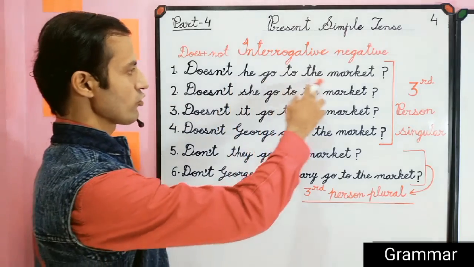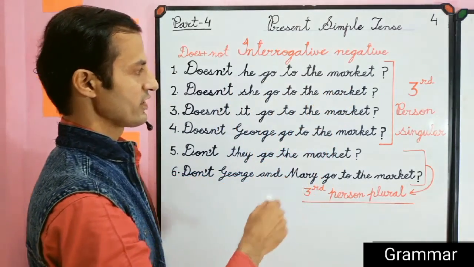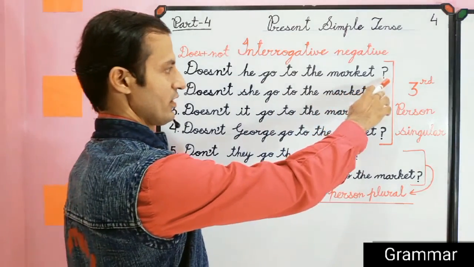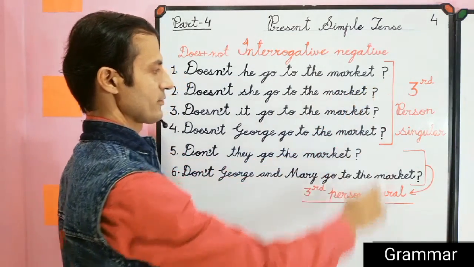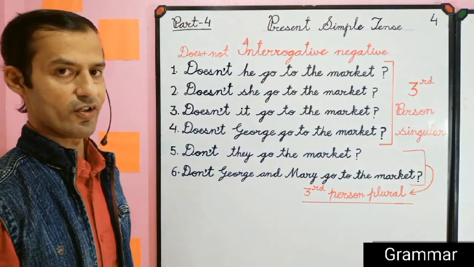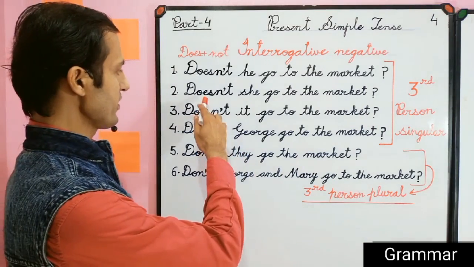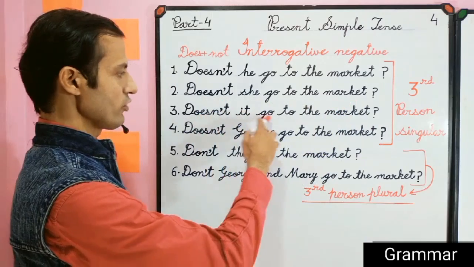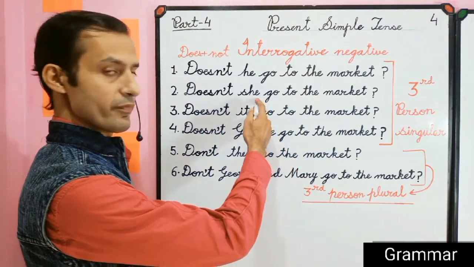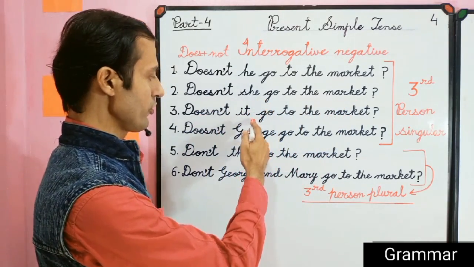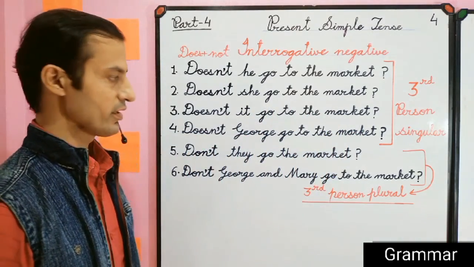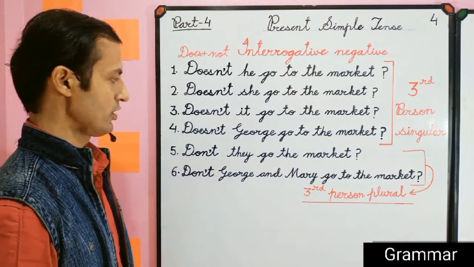So, doesn't he go to the market? This is the right sentence. And remember that we add a question mark at the end of the sentence. It's very essential for us. Here we see the second sentence, doesn't she go to the market? And doesn't it go to the market? So she is for the feminine, it is for neuter. And doesn't George go to the market? George is somebody's name. Okay.